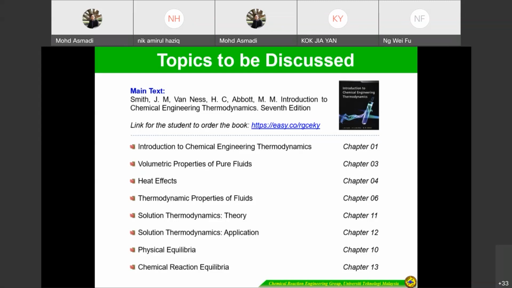You have to remember that chapter 10 is more to physical equilibrium for the binary system. Okay, so for chapter 11, we focus on the fugacity, and then chapter 12 is more to the activity coefficient. Okay, this is for the solution because it's already involving two phases and also more than one component. Okay, and then chemical reaction equilibrium when involving chemical reactions.